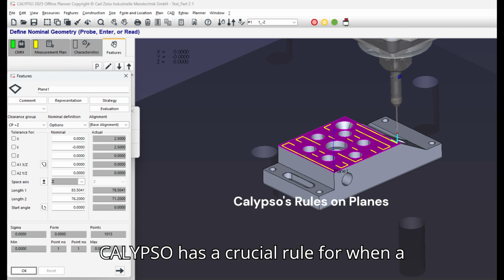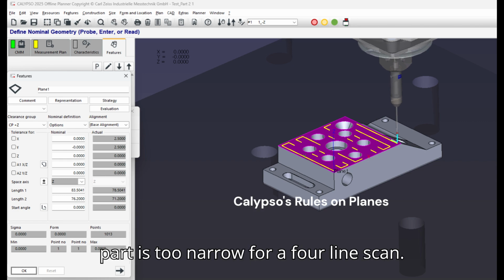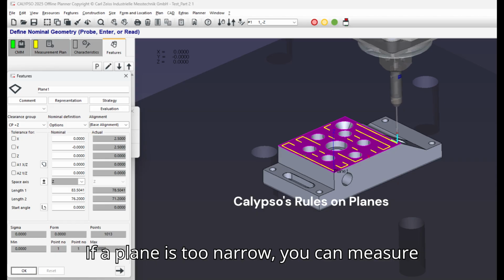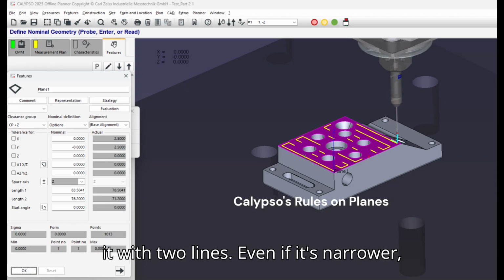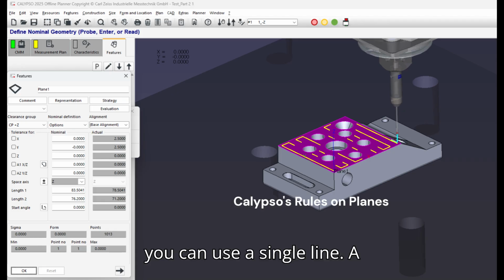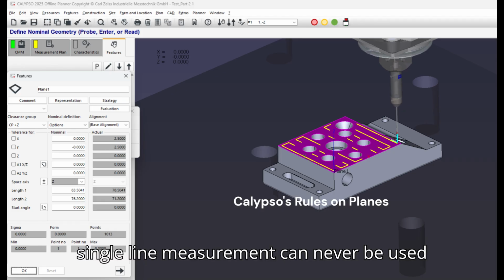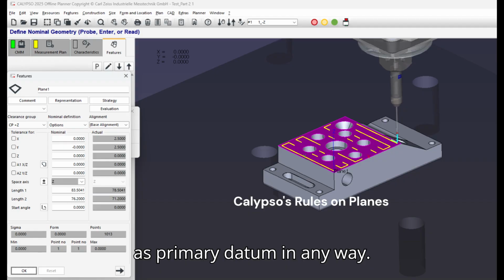Calypso has a crucial rule for when a part is too narrow for a 4-line scan. If a plane is too narrow, you can measure it with 2 lines. Even if it's narrower, you can use a single line. A single line measurement can never be used as primary datum in any way.